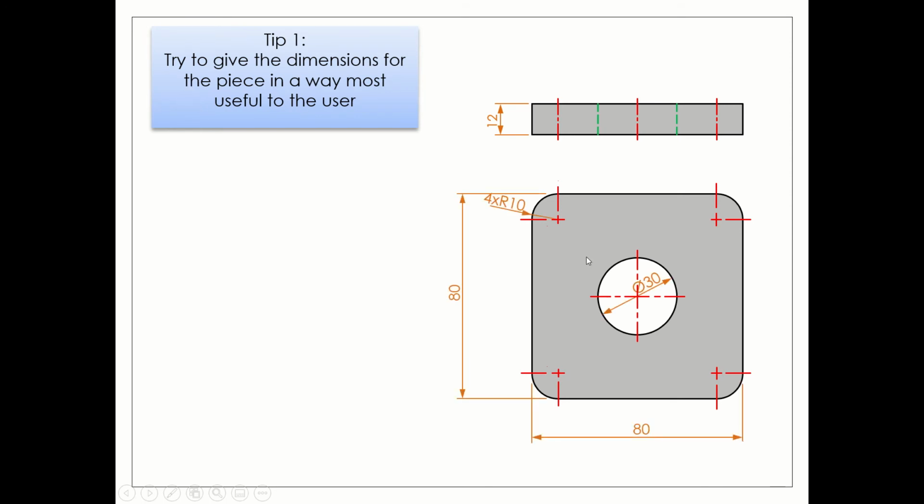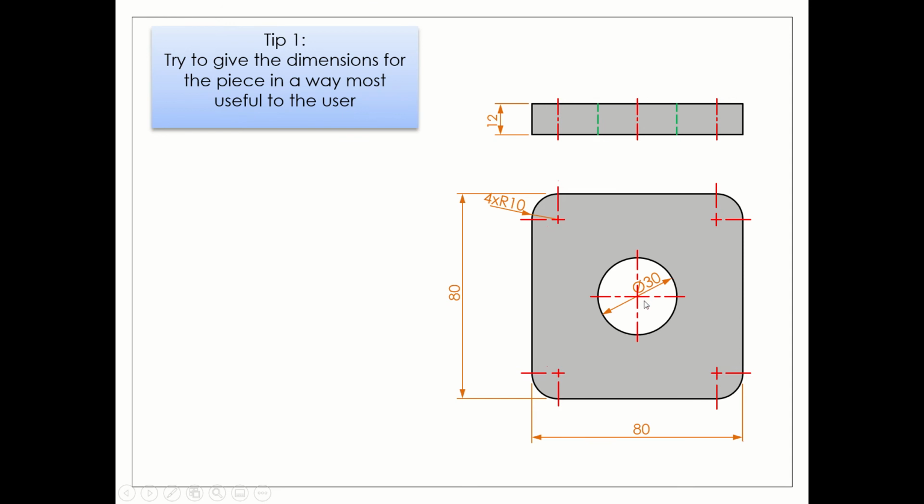So here we have a small little plate, and I've just dimensioned that. So that's fully dimensioned there. And you can see we have a hole through the middle of our piece here. You can see I've dimensioned that in the most useful way for the reader. I've given the diameter of the hole. Why didn't I give the radius of the hole?